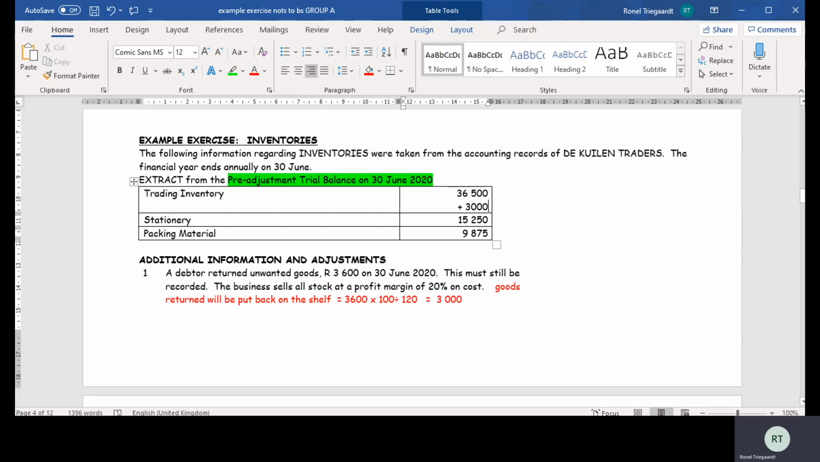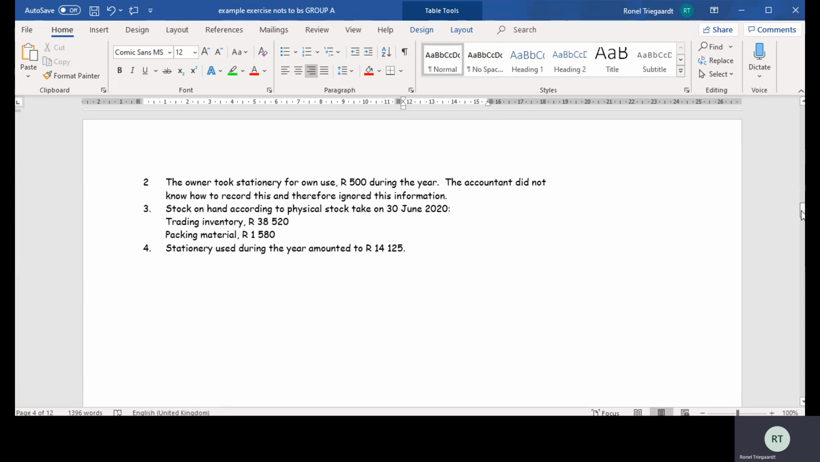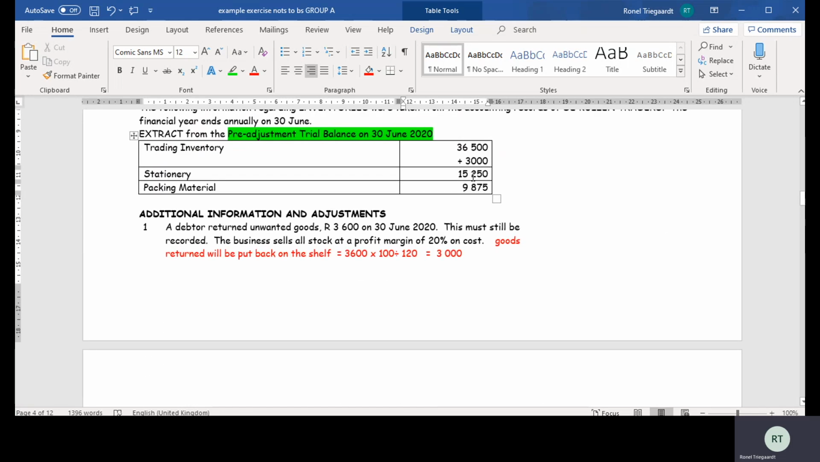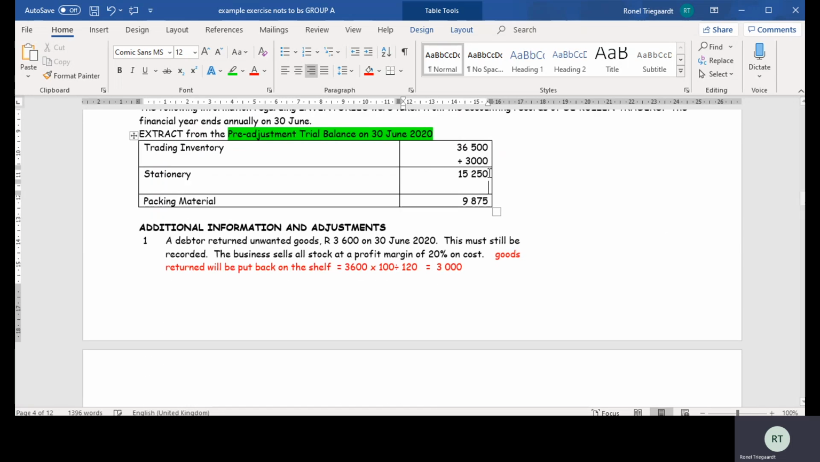Okay. Next adjustment. The owner took stationery for own use. The accountant did not know how to record this and therefore ignored this information. So it's a really stupid accountant. If the owner takes stationery, then the stationery is going to decrease by 500 Rand. Obviously, drawings is going to increase, but I'm not busy with drawings at this stage. Do you recognize these adjustments? We're just looking at it from the balance sheet perspective. Are you fine with this?